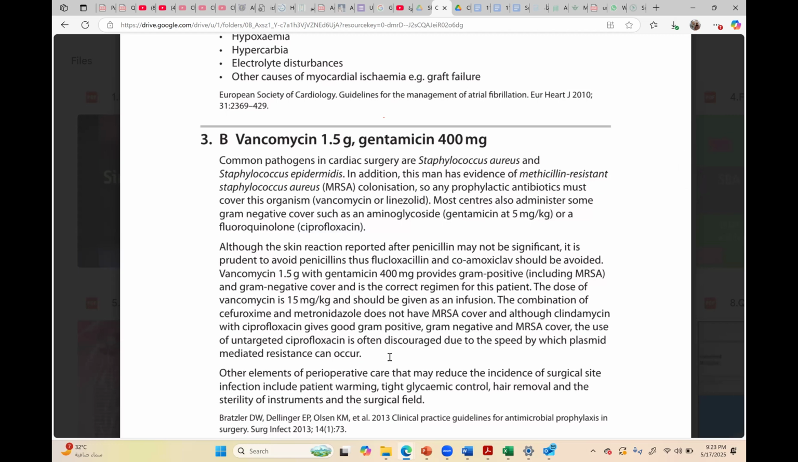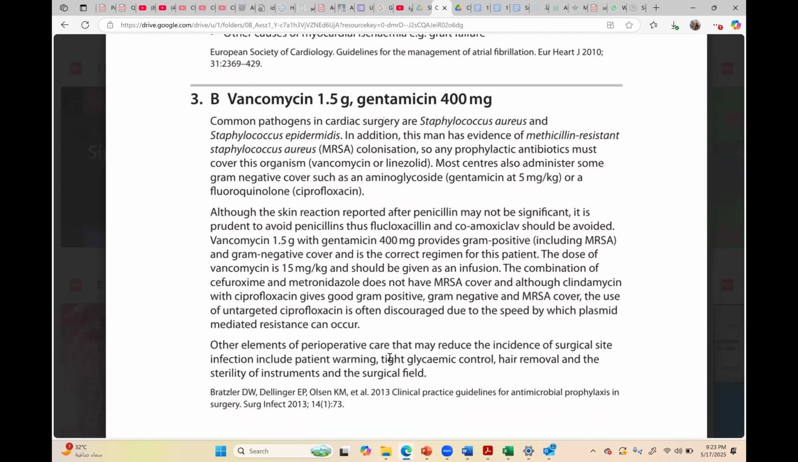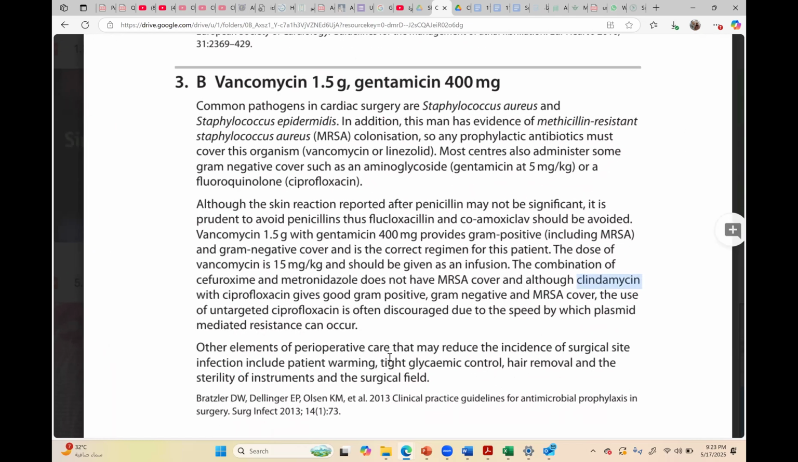So actually, this was not the point which I was thinking. It's related to the bacterial coverage. So that's why you see, anesthesia doctors, we should know everything. Although the skin reaction reported for penicillin may not be significant, it is prudent to avoid penicillins, thus flucloxacillin and co-amoxiclav should be avoided. So vancomycin with gentamicin provides gram-positive cover, including MRSA. So now what you can do is open Google and look at antibiotic coverage. Of course, this is related to microbiology.